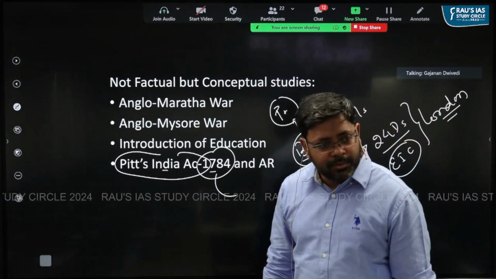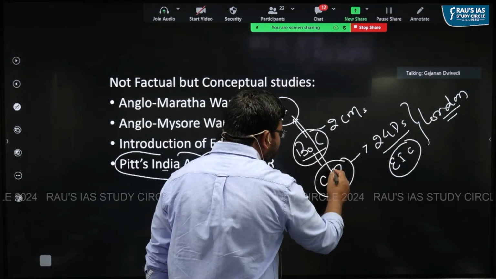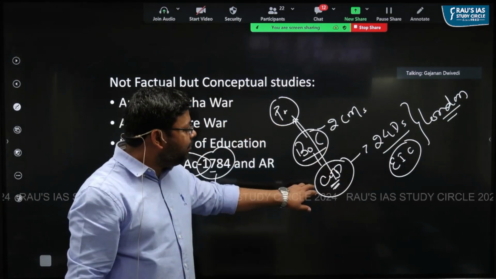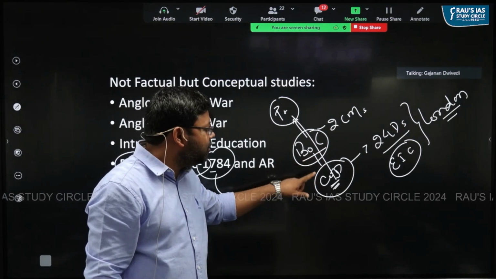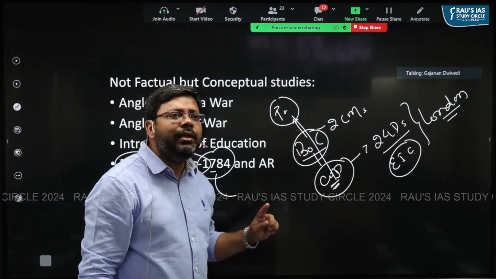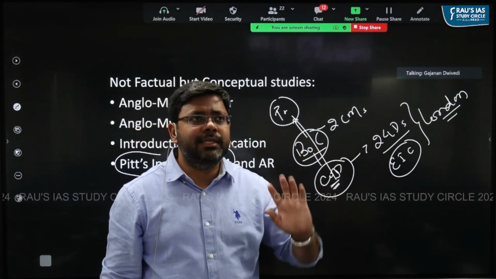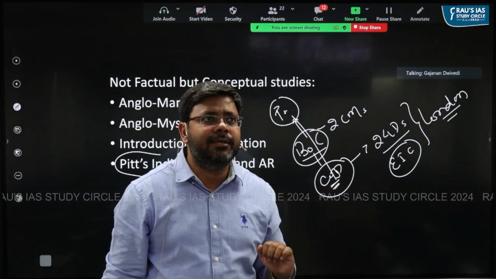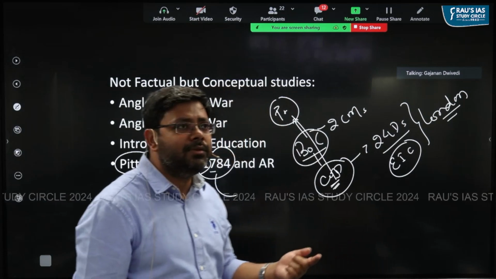When you talk about the Pitt's India Act of 1784, what we know is that the British Parliament controlled the company, and it now increased the control over the company through the Board of Control by controlling the Court of Directors. So one thing was certain, that the British were increasing their control over the East India Company. You understand this much. But why was this going on?